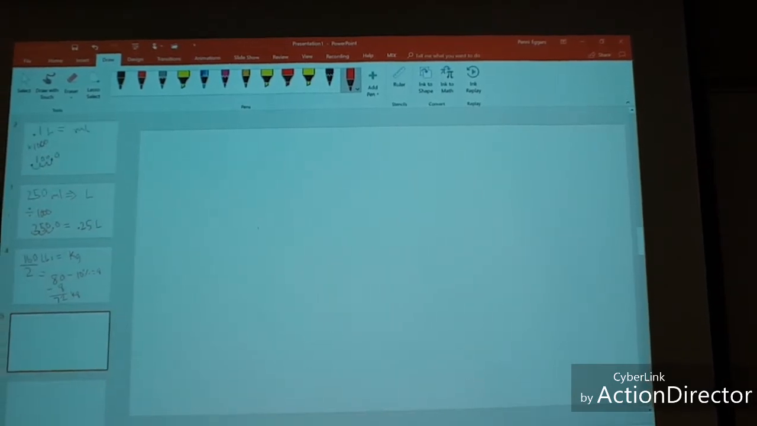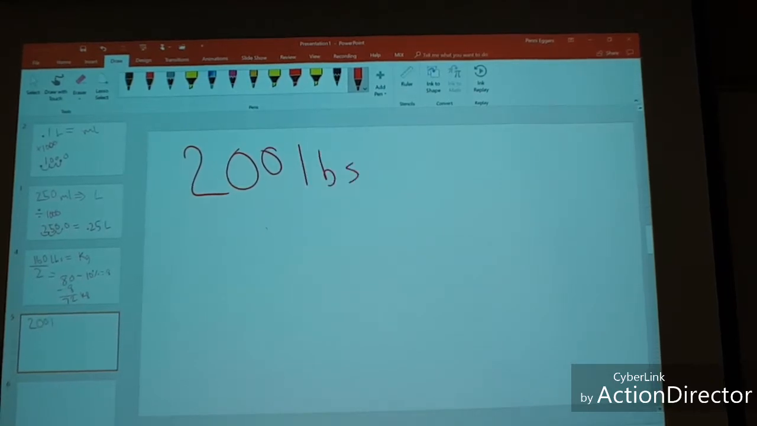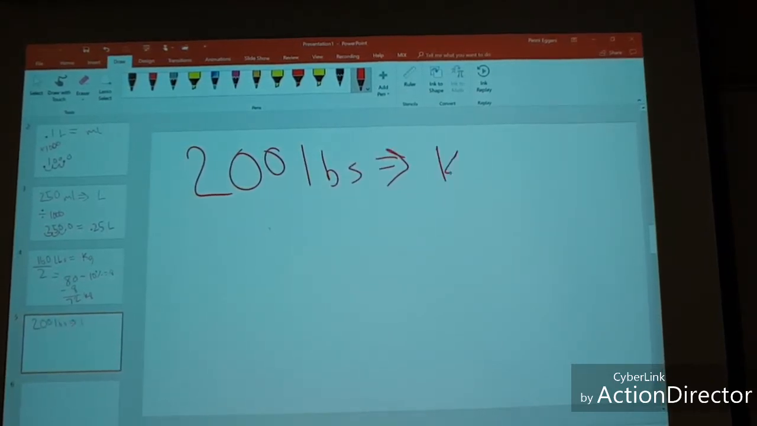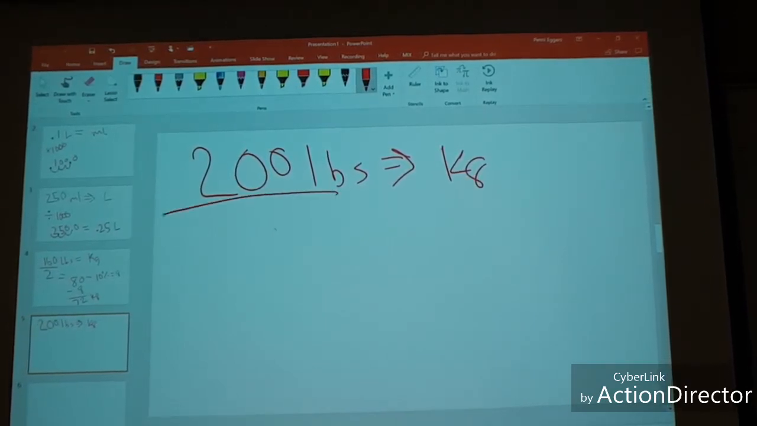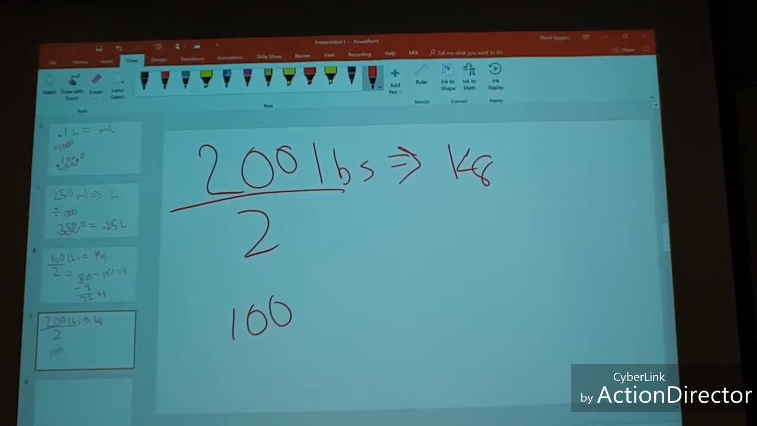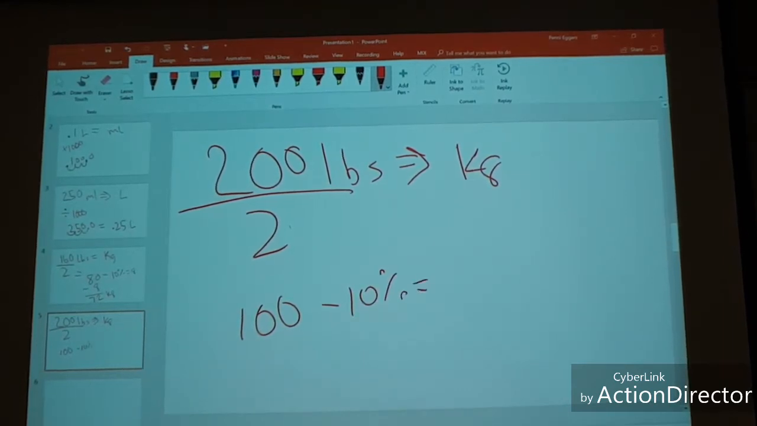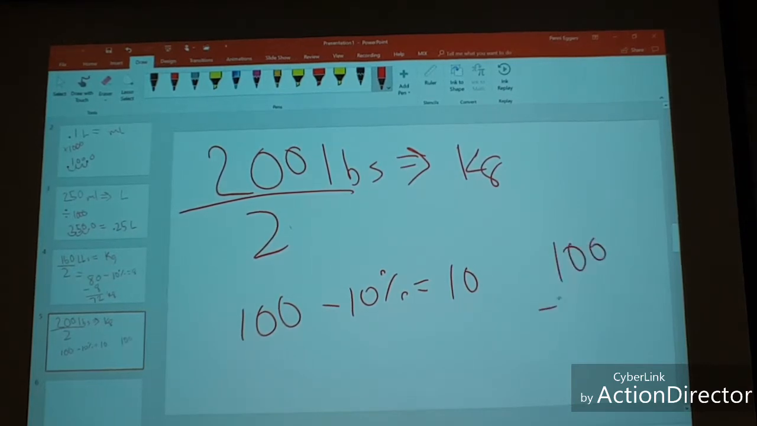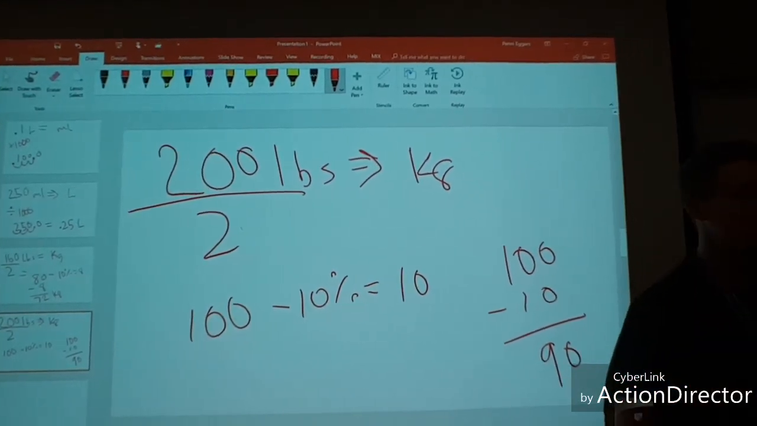So, do another one. Do 200 pounds, all right, into kilograms, okay? First step, divide by 2, which is what? 100. What's 10% of that? 10. Take away 10%, which is equal to 10. So 100, take away 10, is 90. Okay, this works for any weight. You can even go up to like 400, 500. It's still going to work the same way.